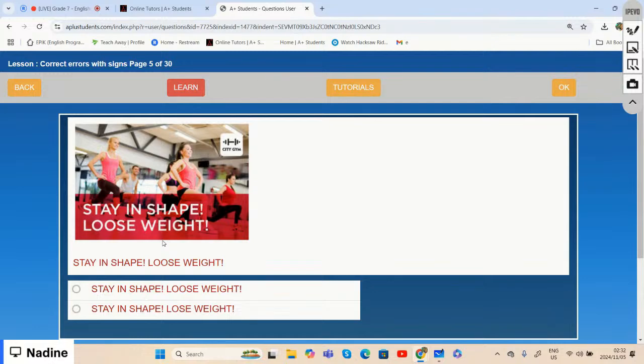It says, stay in shape, lose weight. So stay in shape, lose weight. We need to select one error and then choose the correct word or words to correct that error.